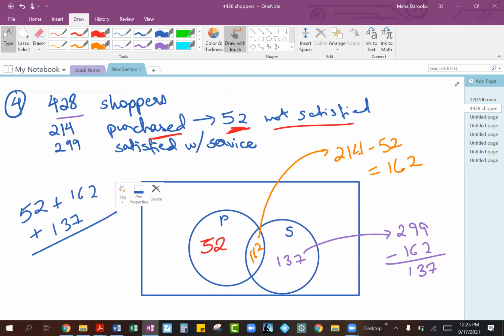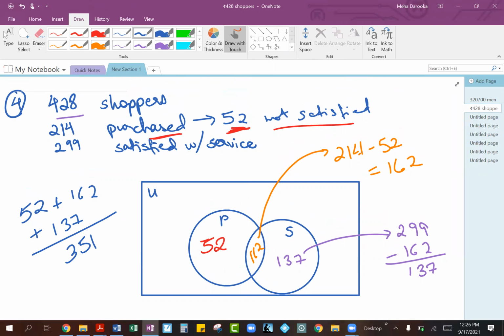Okay, my pen's not working, guys, so I'm actually using my finger to write these down. That's why it looks a little not very precise. Okay, so the total inside of the two circles and the overlapping area is 351, which means we still have some people from those 428 shoppers who did not make a purchase and who were not satisfied with the service.